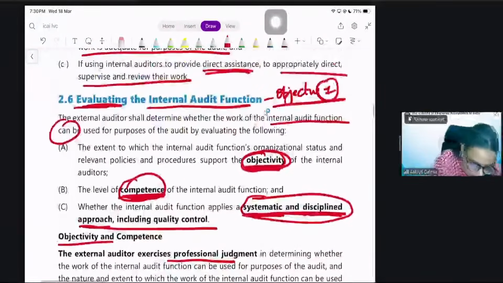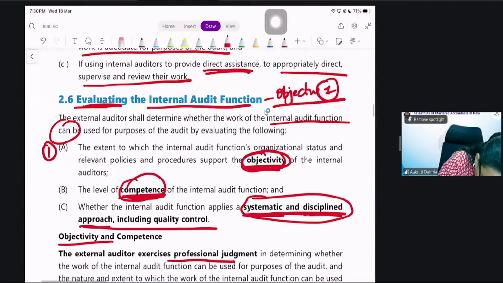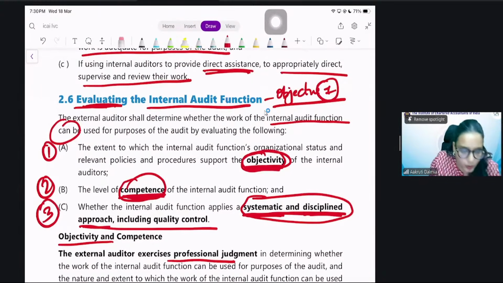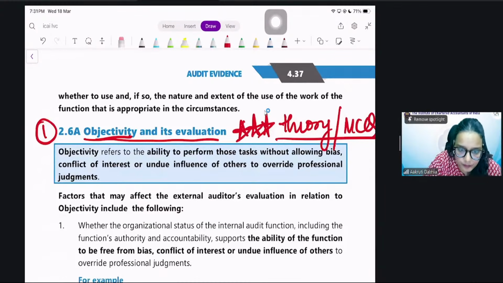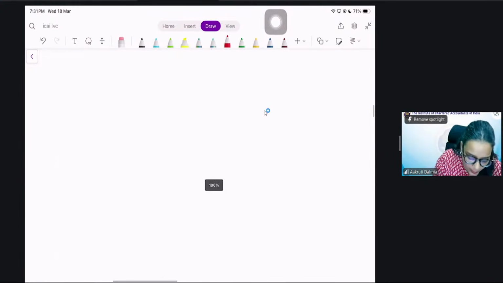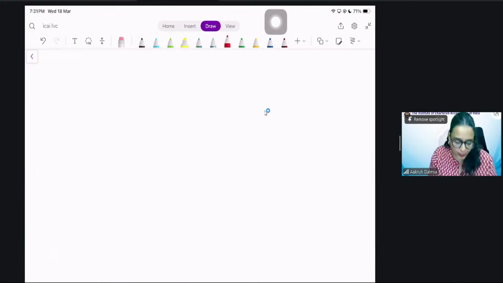Here we studied three evaluations: 1, 2, 3. We have to check objectivity, we have to check competence, we have to check systematic approach. How to check it? How to check objectivity? This is the point we are studying. Till here everyone is with me? Okay. Now I'll quickly explain to you. Just pay attention.